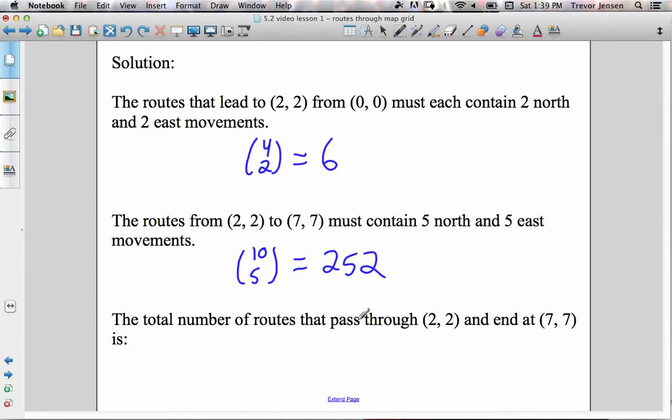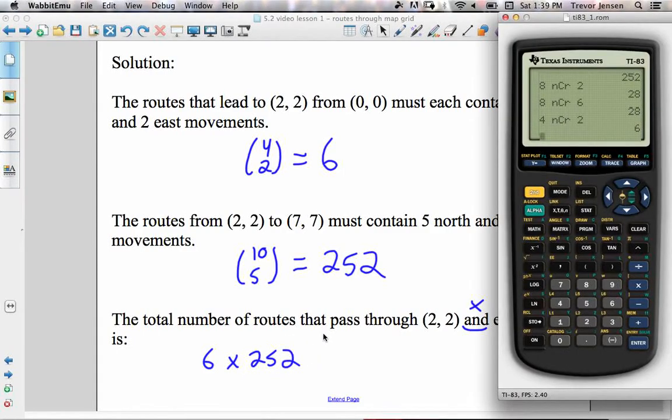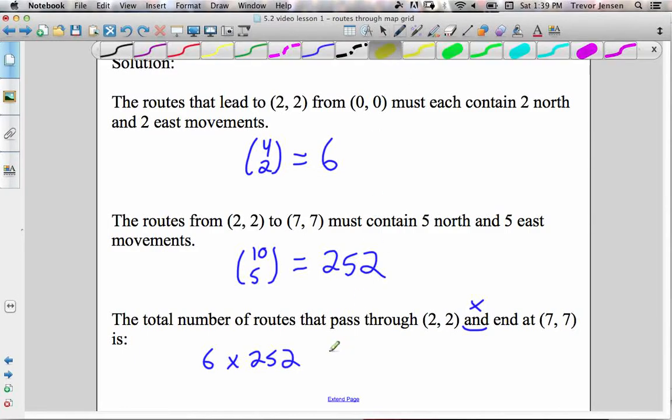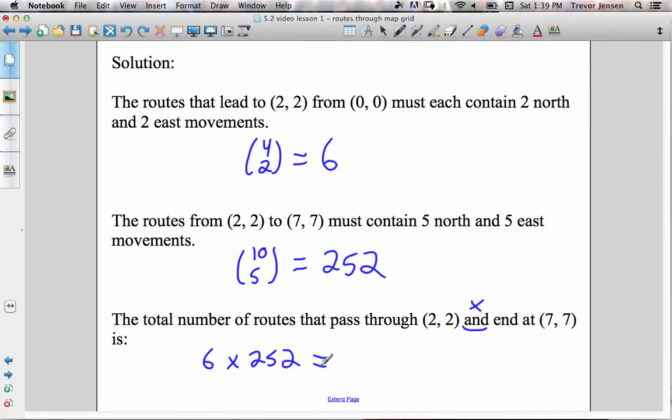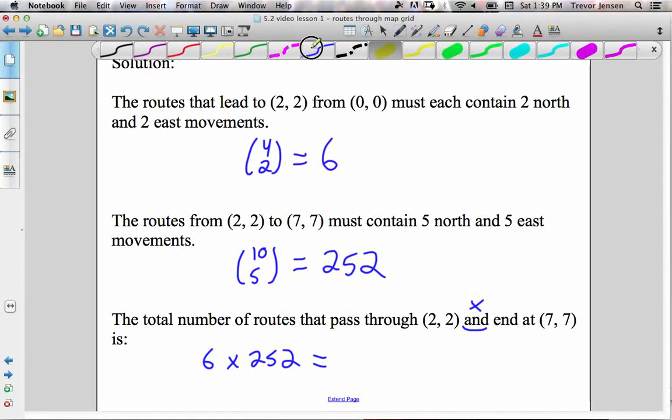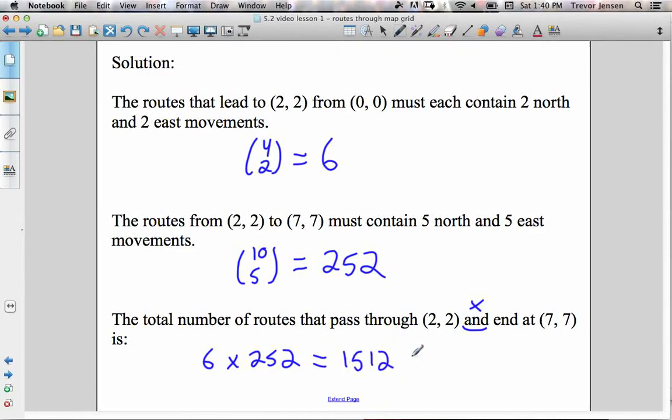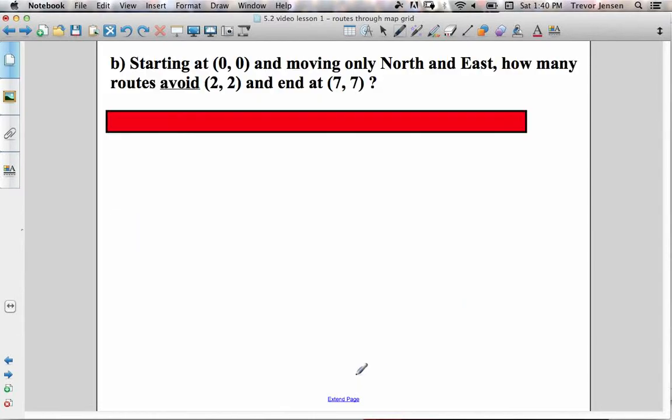So the total number of routes that pass through (2,2) and end at (7,7) is 6 times 252. 6 times 252, we get 1,512 total routes to go from (0,0) to (7,7) while passing through (2,2). Okay, last question. I believe we already have all the information we're going to need to answer this question.